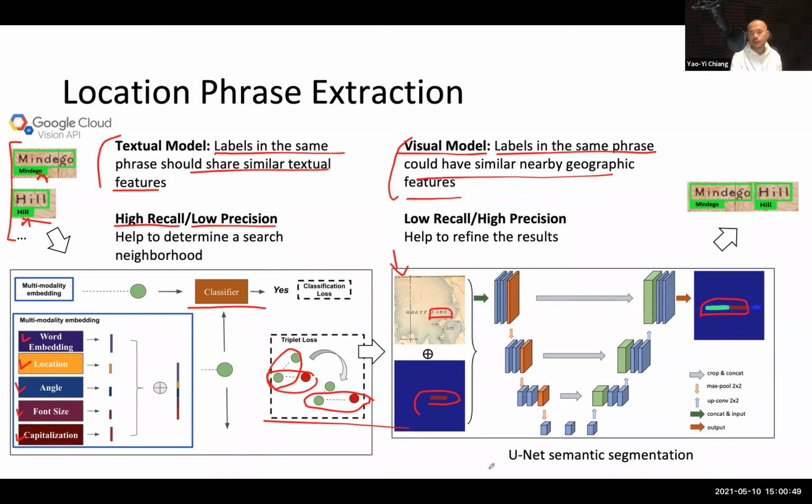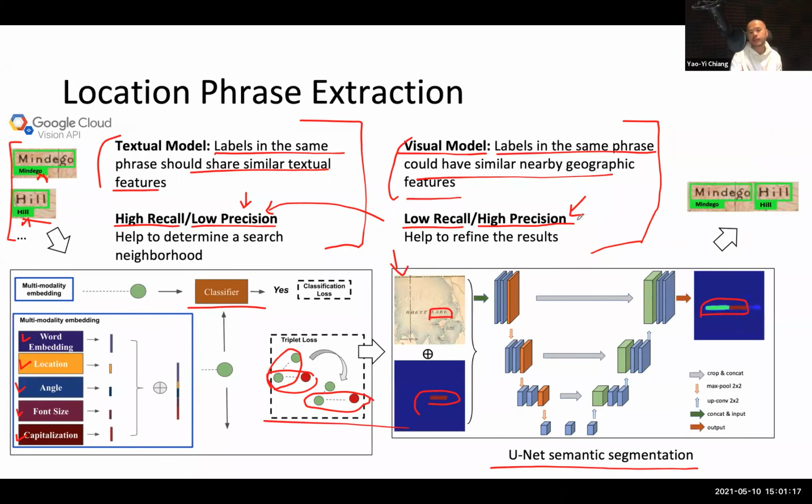And we adopted a U-Net semantic segmentation model to help us do this prediction. And this visual model works very well. It has low recall, but very high precision. So it helps us correct the low precision part, right? Because right now we can just use the textual model to generate candidates, then use the visual model with high precision to help us refine the candidates.